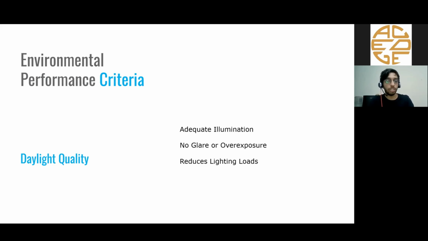We need to ensure that when we are working at our work plane, we have adequate daylight. So like in our office, we have 300 lux as the performance criteria. We also need to ensure that there is no glare or overexposure. So what is glare? In simple terms, glare is when there is a drastic change between two adjacent light sources.